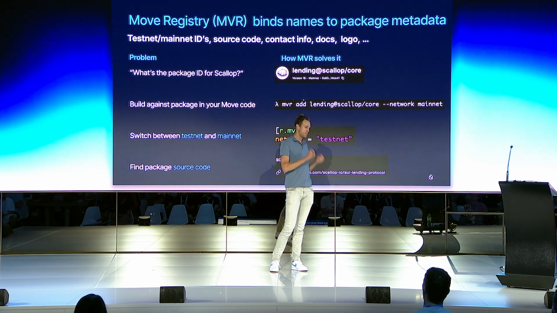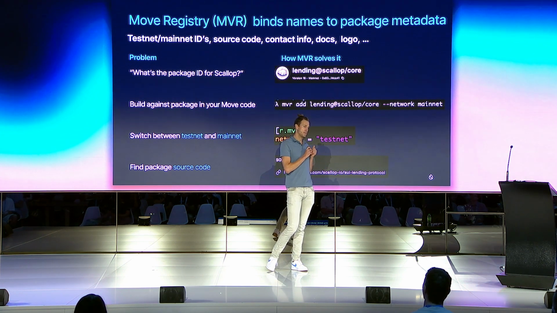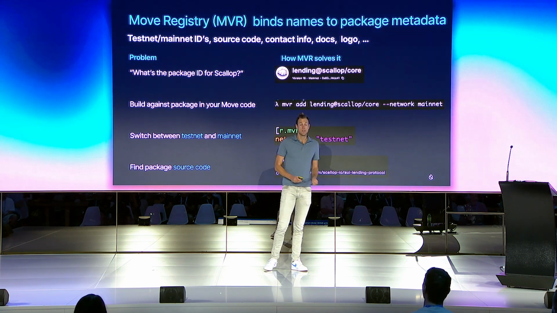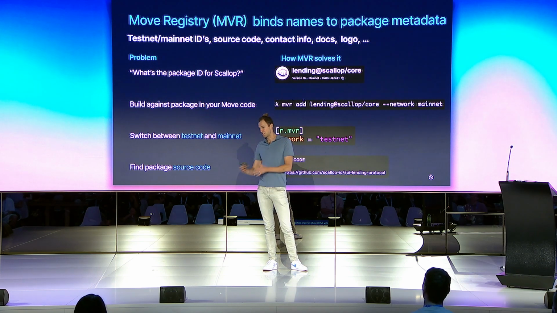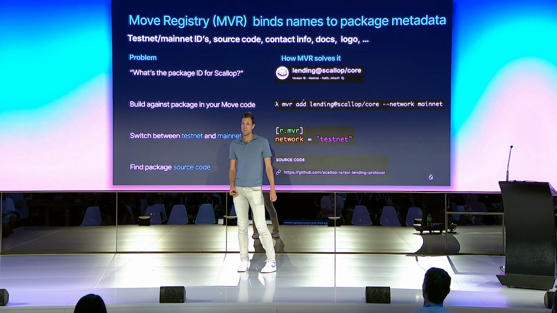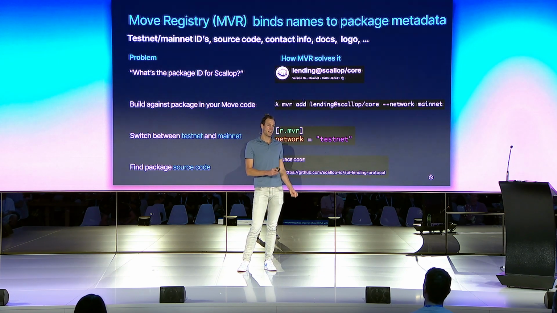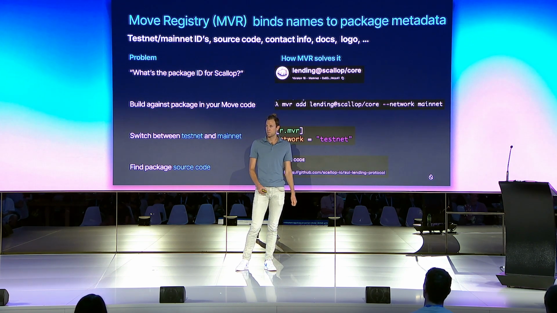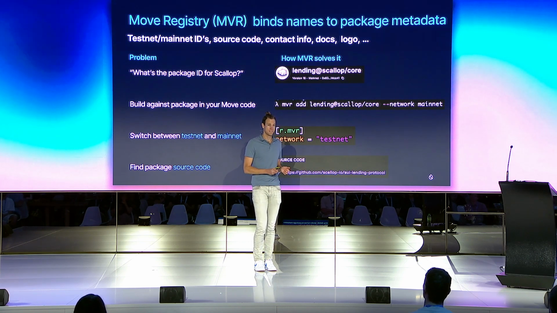you have a Sui name, you can bind it to the mainnet and testnet ID of your package. You can also connect it to the source code. You can add contact info, bug bounty programs, your docs, your logo, all these sorts of things. You go to moveregistry.com, you can search, you can discover packages by name, and do all sorts of other things.